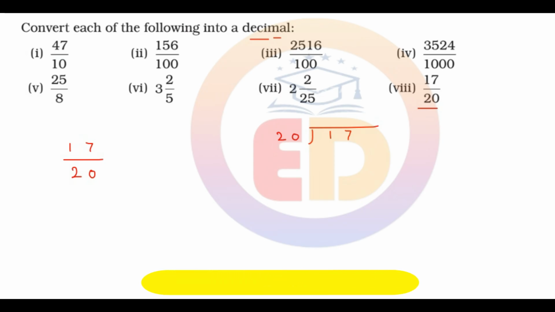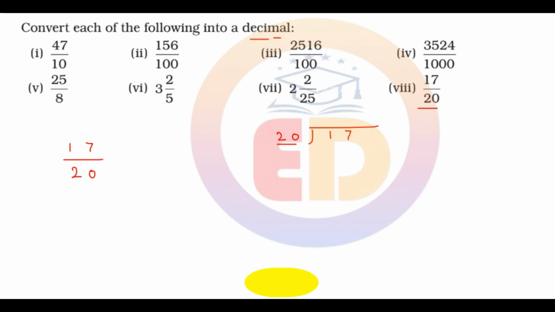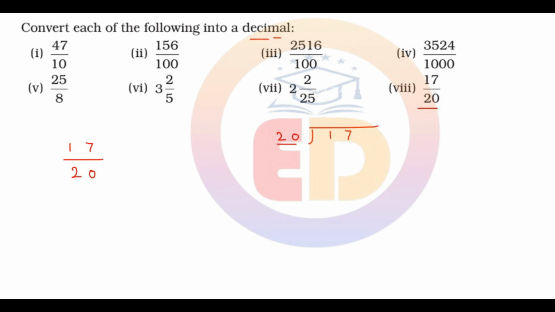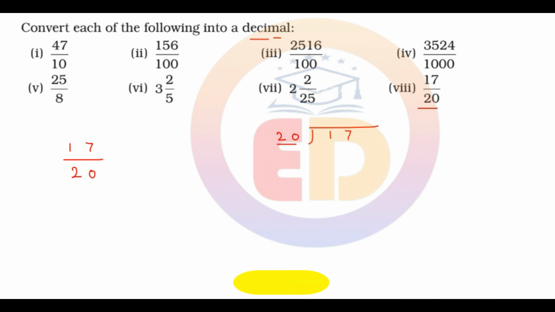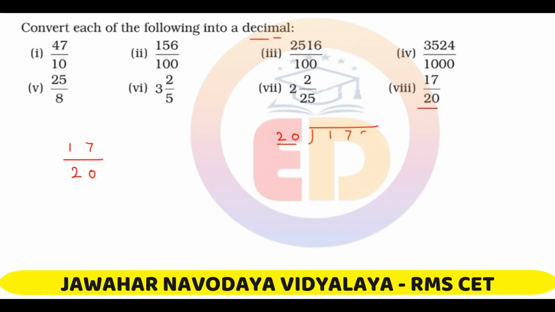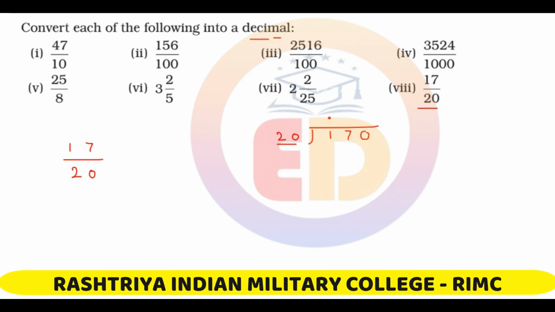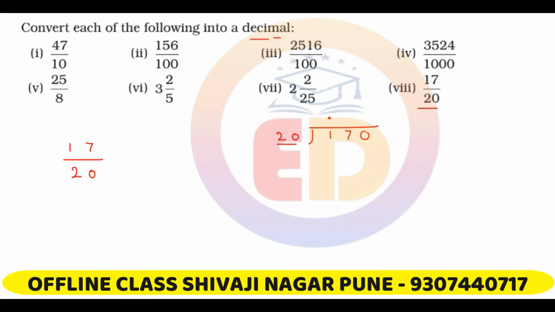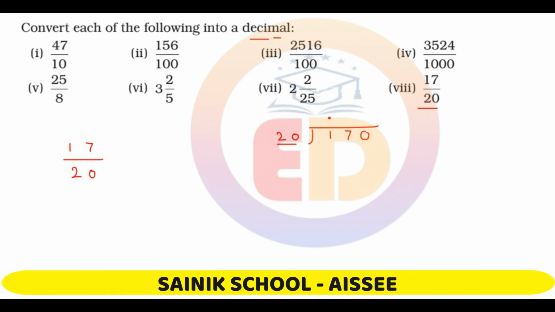Understand that 17 is our dividend, which is smaller than the divisor, which is 20. So in the first step itself, 20 will not go in 17. So I have to increase this 17 by placing a 0 here. And the 0 will come against a decimal point in the quotient. So I'll place a decimal point in the quotient and a 0 in the dividend. So now my number 17 becomes 170.